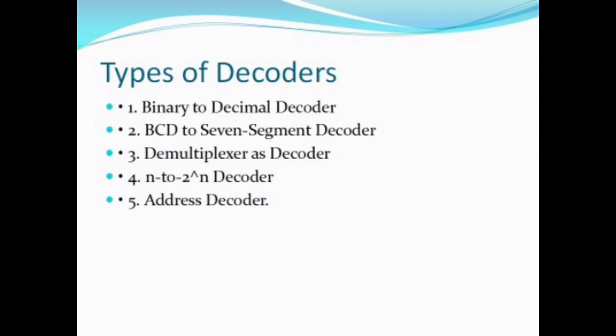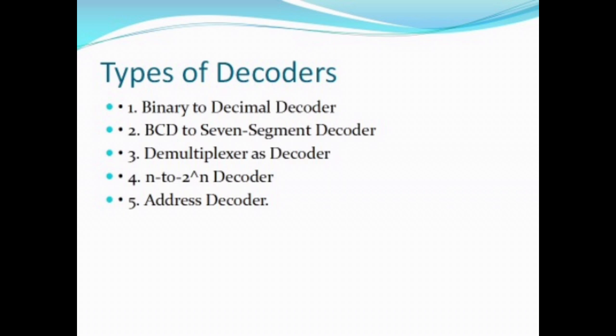Then the demultiplexer as a decoder. A demux can act as a decoder by routing one input to multiple outputs. That is, the decoder decodes the input to multiple outputs, so the demux can also act as a decoder. Its main applications are data distribution and signal routing.